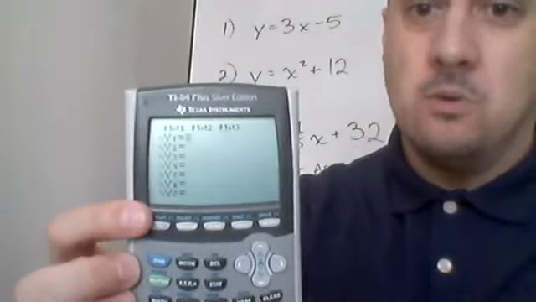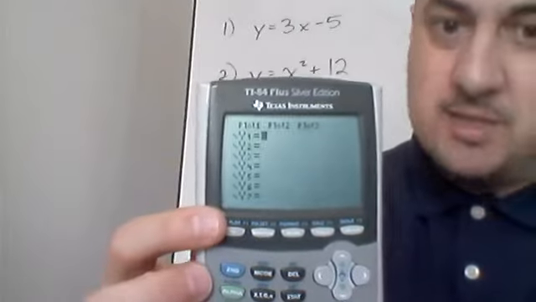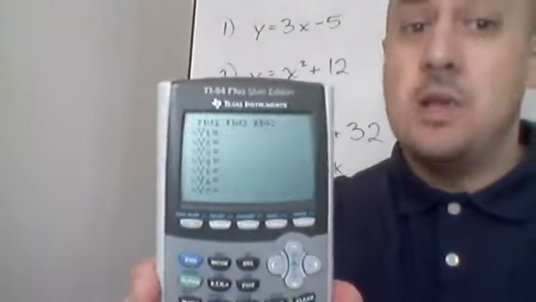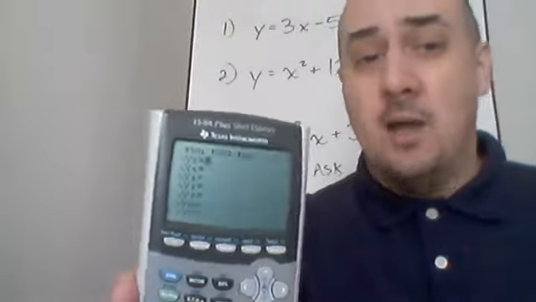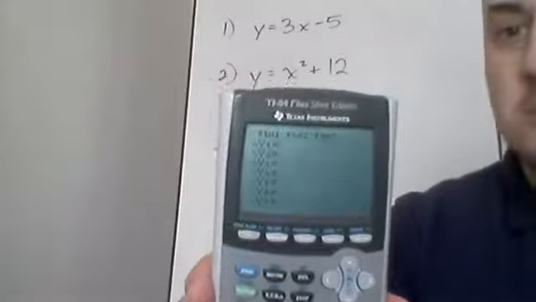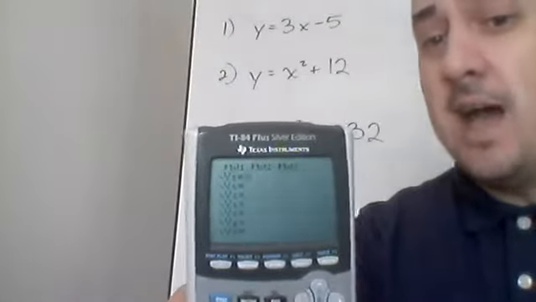I hit y equals, and notice on my screen I've got 7 functions, or 7 y equals. I have y1 down to y7. So you can graph more than one equation at a time, and for some types of problems you may need to do that. In this case though, we're just going to do one to keep it simple and give you an idea of how to do this stuff.